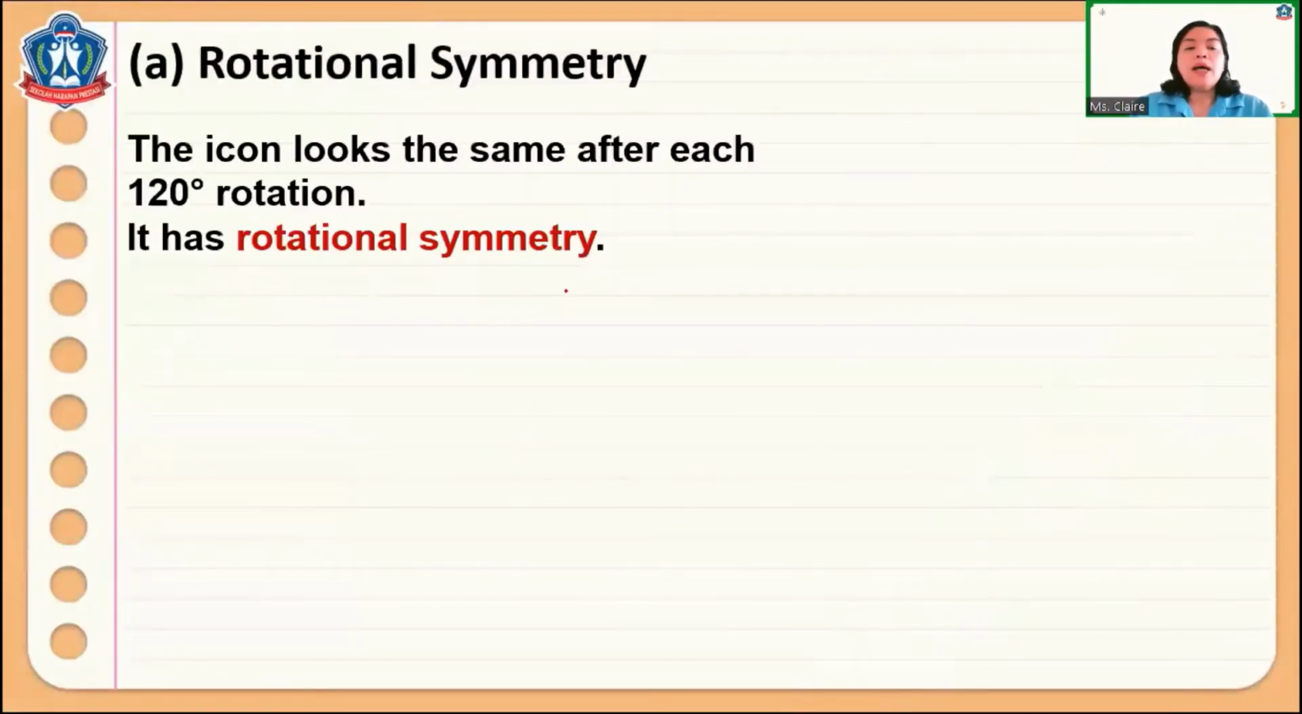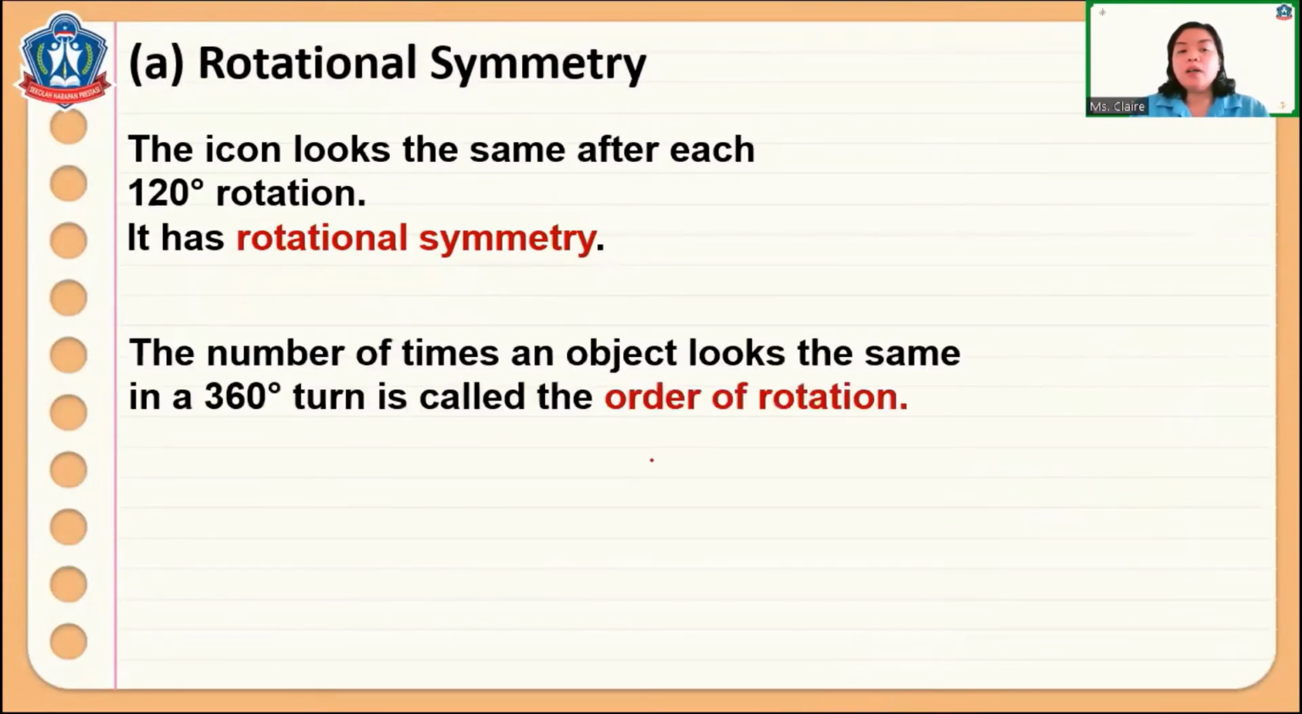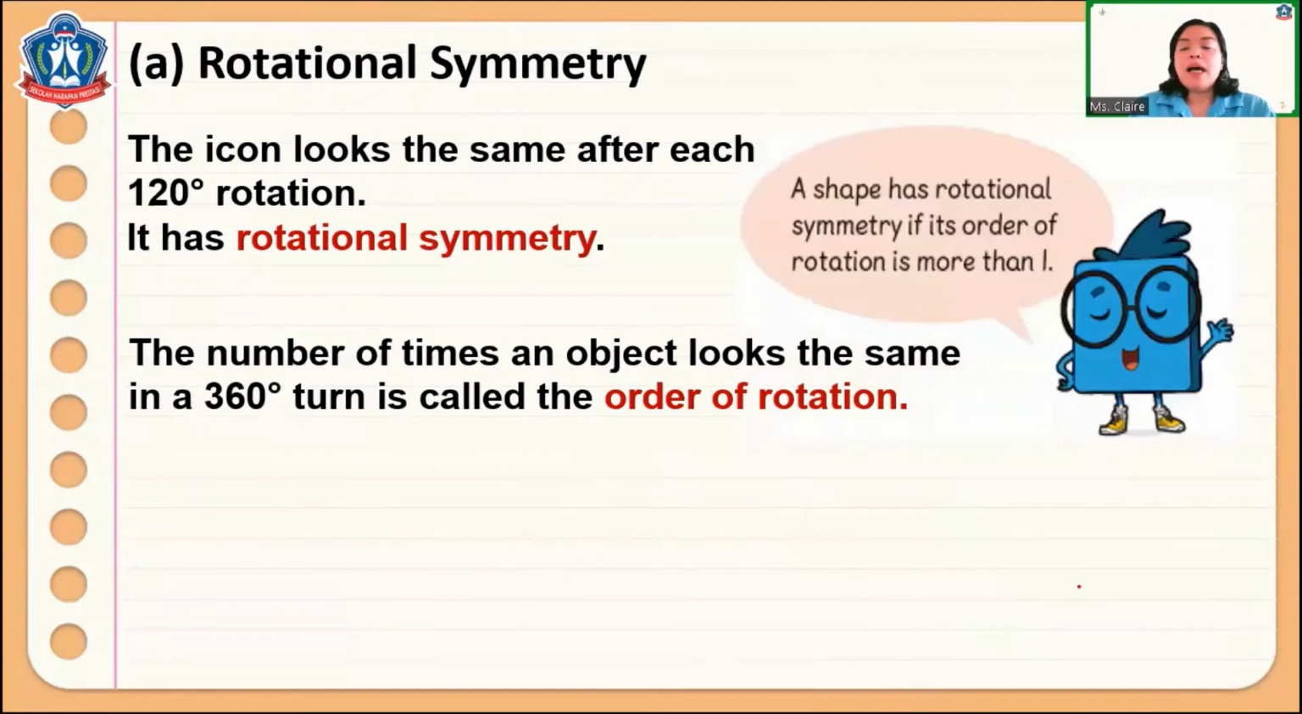Okay. So this icon or that logo has what we call rotational symmetry. And we rotate it 3 times, right? The same position, the same as the original. So the number of times an object looks the same in a 360 degrees turn is called the order of rotation. So that shape earlier, because when we rotate it 3 times and those 3 times is still the same as the original position, it has the order of rotation 3.